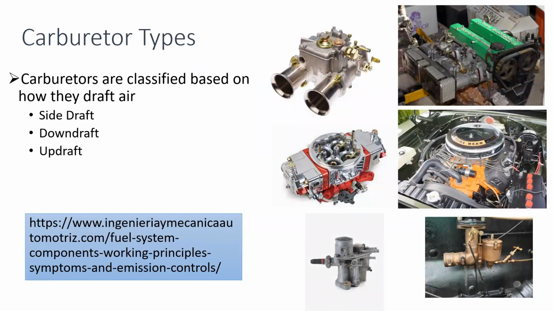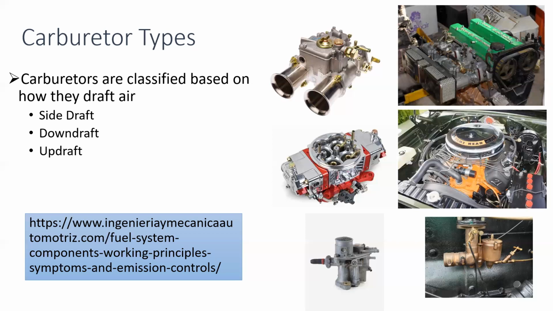So there are three types of carburetors available. Usually we call them side draft, downdraft, and updraft, right? The first image shown is a side draft carburetor, the second one is a downdraft carburetor, and the third one is the updraft carburetor. Updraft means it sucks the air from the bottom of the carburetor and supplies it to the combustion and sends it to the manifold.